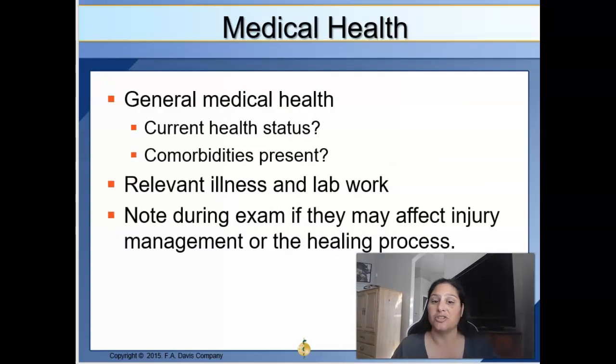General medical health issues. What is their current health status? Do they have comorbidities that are present? Do they have diabetes? Do they have a blood clotting disorder? Things like this. We as athletic trainers do not order lab work or blood work or anything like that, but if they've recently had something, that's something worth looking into, because that can affect management or the healing process.